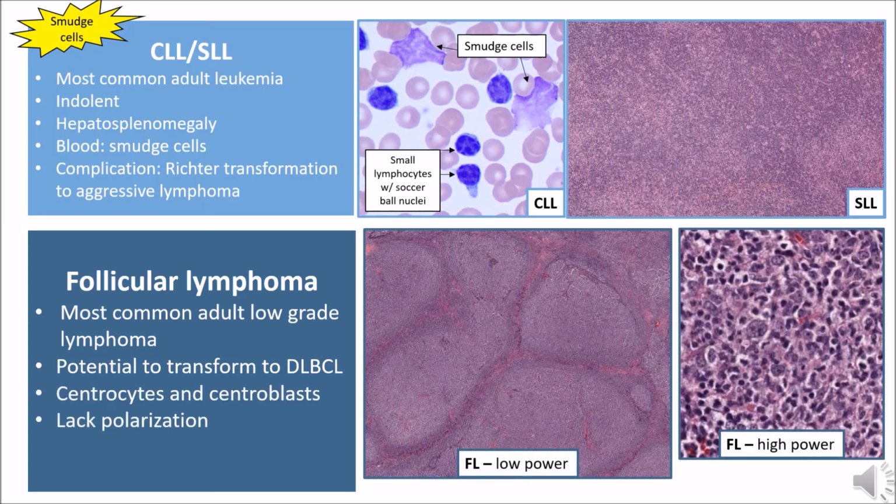Tissue sections demonstrate numerous back-to-back follicles, lacking tingible body macrophages, with loss of normal polarity. The characteristic translocation is translocation 14;18, involving the IgH heavy chain and BCL2. Note that the heavy chain locus on chromosome 14 is involved in many other B-cell lymphomas.